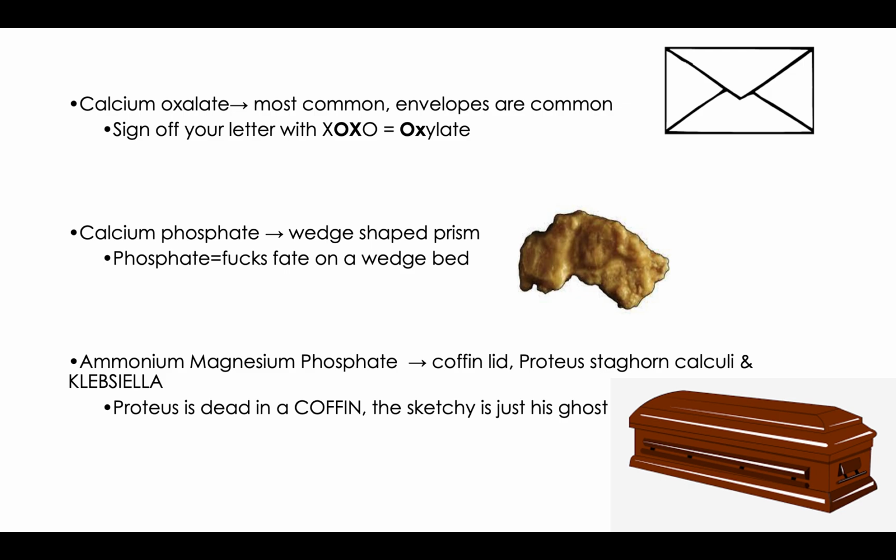Next we have ammonium magnesium phosphate. So this is another one with the word phosphate in it, so it'll have a high pH. And this one they like to describe as a coffin lid. Again, I don't understand who comes up with these. I don't think it looks like a coffin lid, but here we are. And this causes Proteus, staghorn calculi, as well as Klebsiella. So if they ask you what infection this person had with an ammonium magnesium phosphate kidney stone, or they show a staghorn calculus, and that one actually does look like the horns of a deer or a stag, it's either going to be Proteus or Klebsiella.